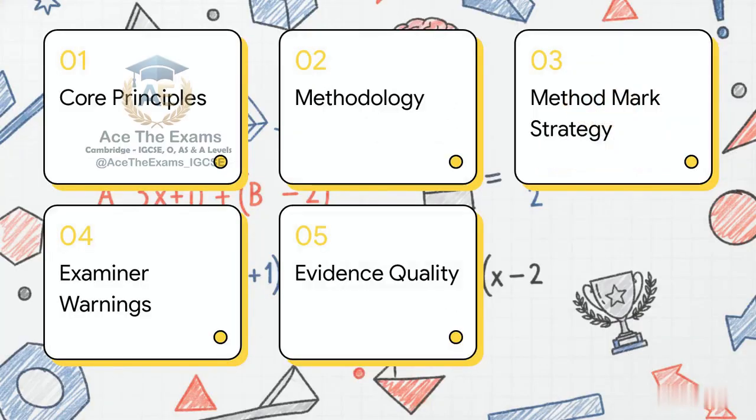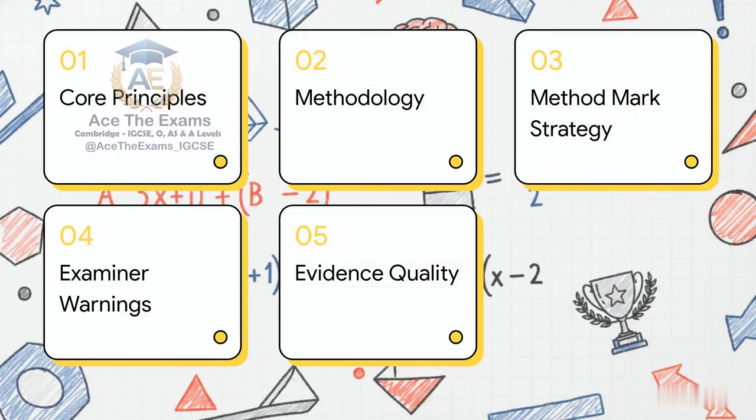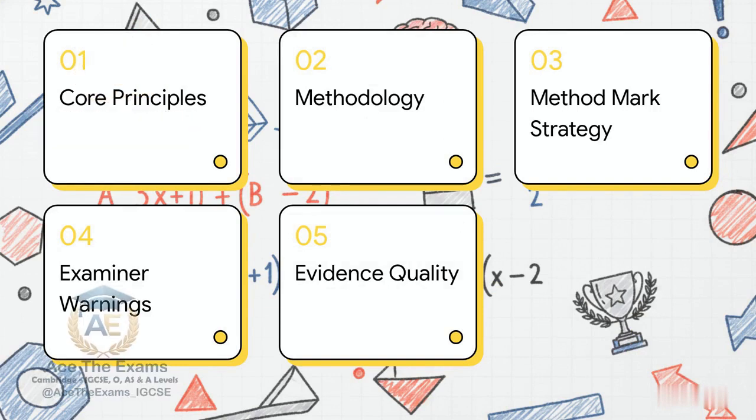So, here is our strategic roadmap for the session. We are going to start with the core exam principles, then move into our procedural framework. After that, we'll break down exactly how to secure the all-important method mark, review the top examiner warnings, and finally, evaluate our evidence quality. Let's get right into it.